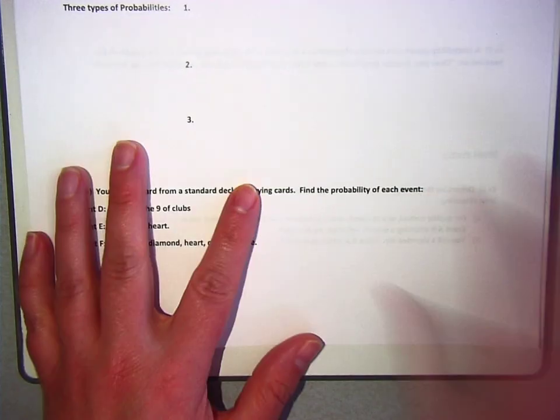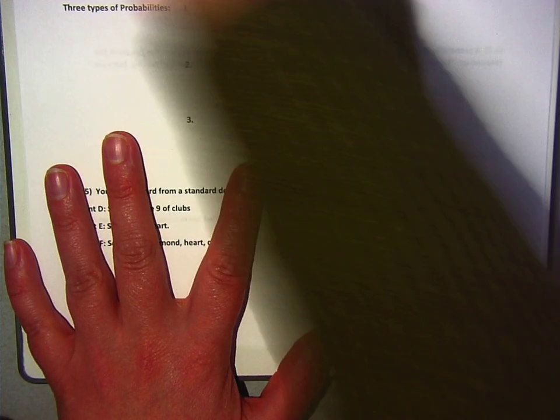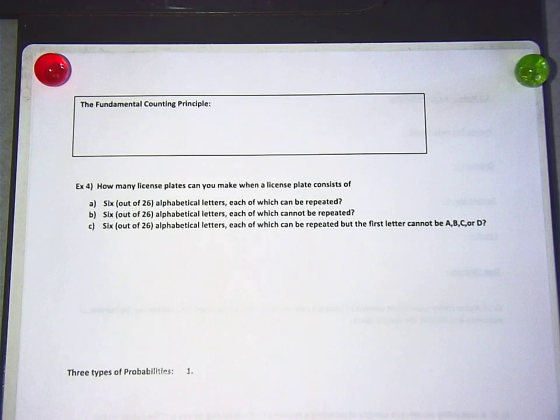All right, second page. I'm aware that this feels a little boring today because I'm just doing notes with you, but we'll have fun later, I promise.